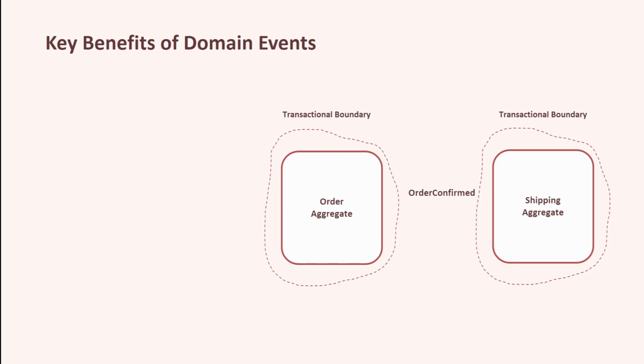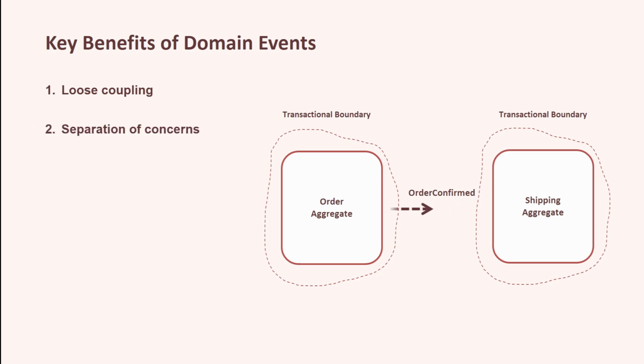Let's cover some of the key benefits of domain events. The first benefit is loose coupling. Domain events allow different parts of the system, such as aggregates, to react to changes without being directly aware of or dependent on each other, which means one aggregate can react to events or actions happening inside another aggregate.